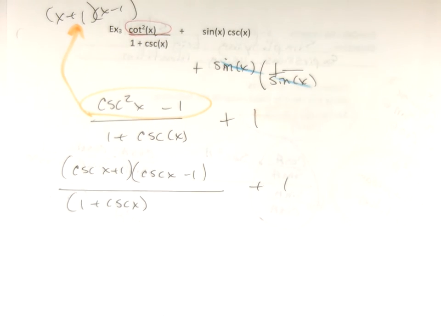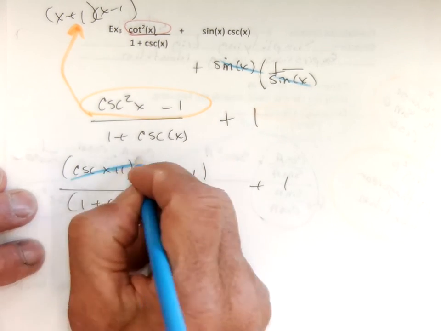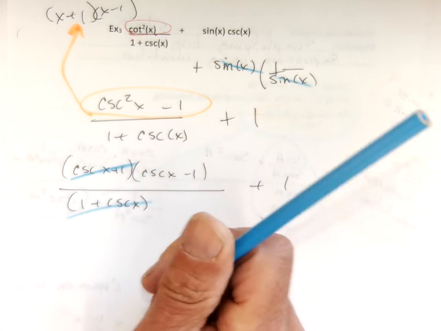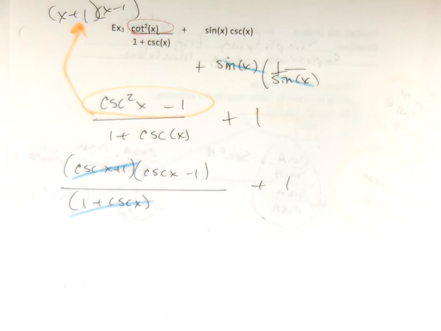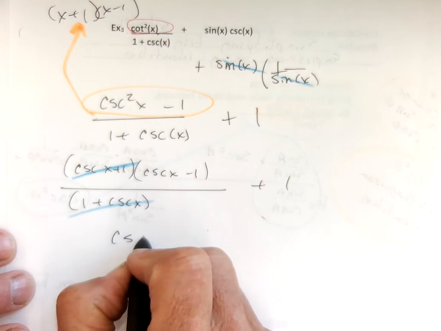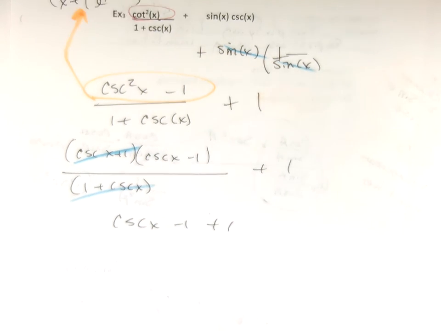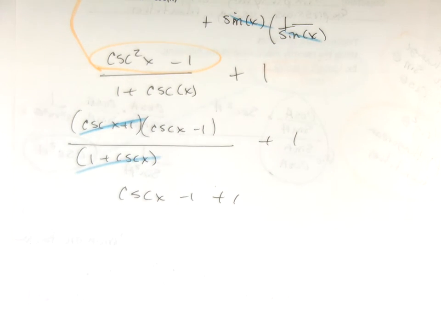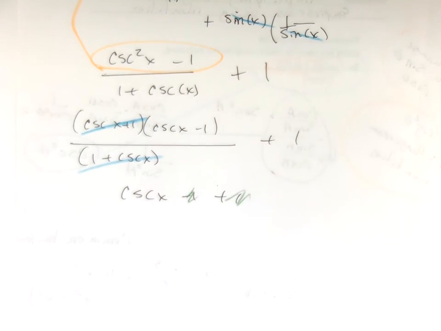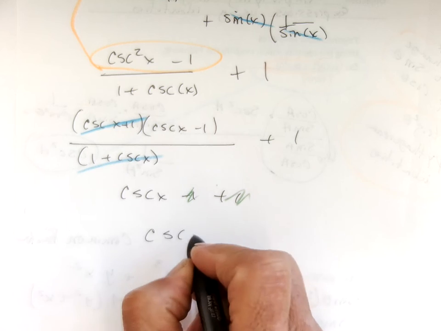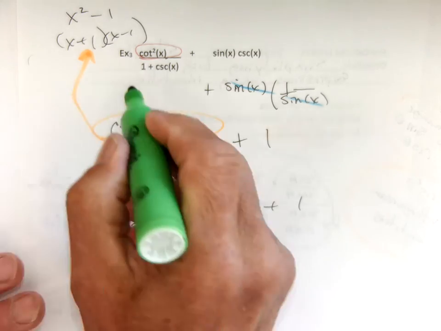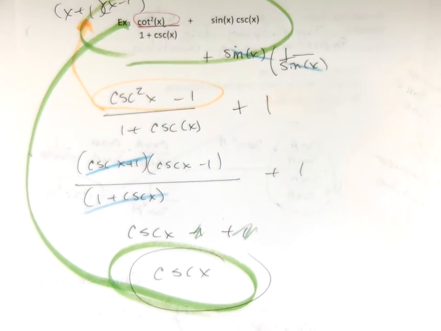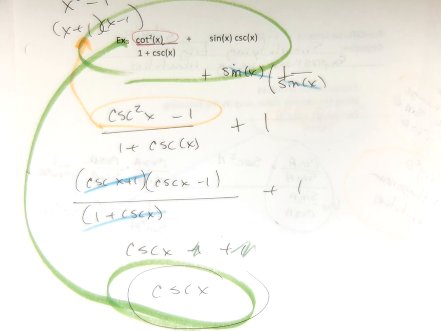And then hopefully you see what we're going to do. Cancel, right? You can cancel a cosecant of x plus 1 with a 1 plus cosecant of x. Those are the same. So if that cancels, then I'm left with cosecant of x minus 1 plus 1. Now, of course, the 1's cancel. Boom, boom. And I'm just left with cosecant of x, which is a lot simpler than the original trig. We went from this to this. Same exact question, but much simpler, okay?